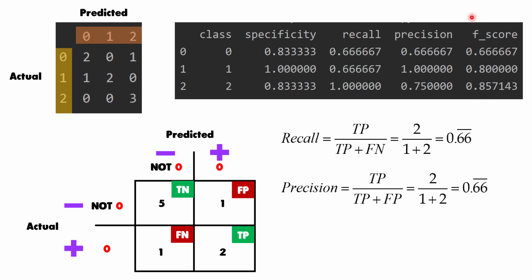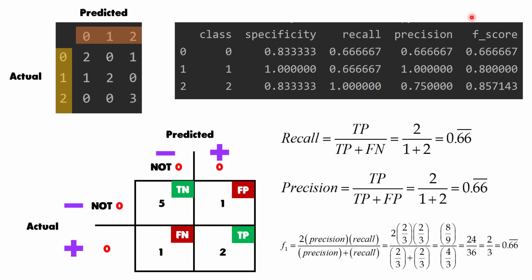So in order to calculate the F1 score, here is the formula: 2 times precision times recall divided by precision plus recall. And if we plug in precision and recall, we will get 2 divided by 3, which you can see is correct. So this is the F1 score of this confusion matrix. After calculating the recall and precision, it's easy to calculate the F1 score as well.